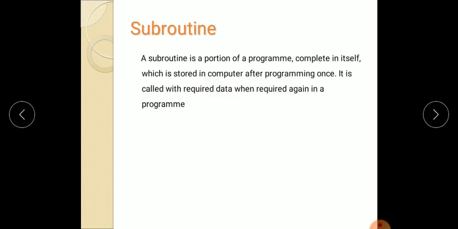Next, subroutine. The subroutine is the portion of a program complete in itself, which is stored in the computer after programming once. Once the program is written, it is completely stored in the memory. It is called for the required data when required again in the program. So when this data is required, the data is fetched from the memory.